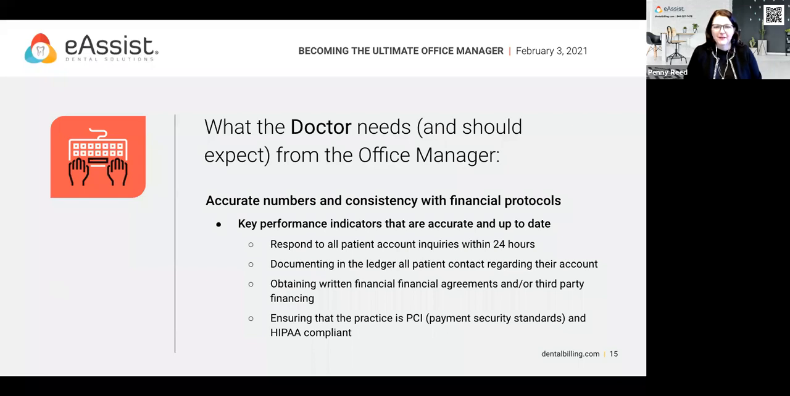So being sure, relying on the office manager to keep an eye on and share those key performance indicators, being sure that they're up to date, responding to patient account inquiries within 24 hours, you know, when possible, being sure that there's documentation in the ledger about all of the contacts. And hey, Roy, you're the documentation expert, so I'd love for you to reiterate how important that is, that it is documented when we're having those conversations.